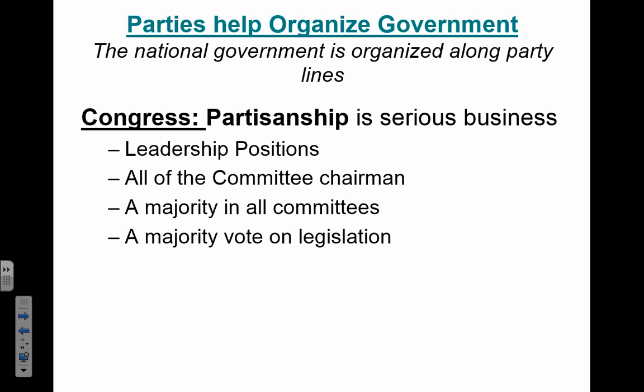And when it comes to voting, it takes a majority vote for a bill to get out of committee. It takes a majority vote for the bill to pass through the House and the Senate. We'll talk about filibusters another day, but a majority vote is sufficient. So if it's a Democratic bill right now, do you think it has much of a chance of making it through either the House or the Senate? No. Partisanship makes a big difference. Your party plays a huge role in legislation.